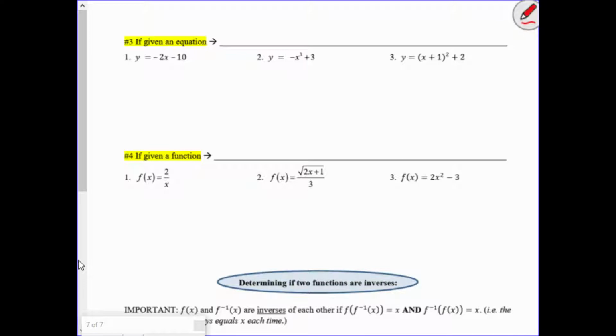Situation number 3, if you're given an equation, no longer will you guys have x's and y's visually represented for you. Instead, you guys will have an equation. And I have these 2 separated because this one starts off with y equals and this one starts off with x equals. They're almost identical. This one just has one slight extra step.